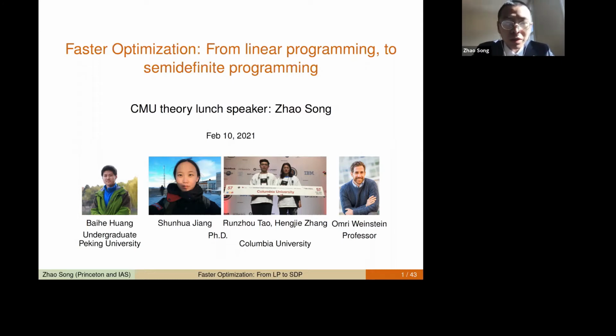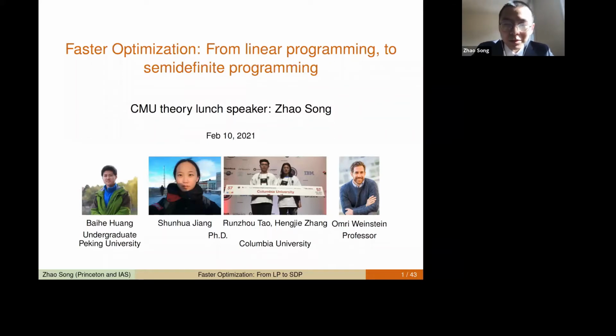And this is joint work with a bunch of co-authors: He Huang, who is an undergrad student from Peking University, and he's going to apply for grad school this year. And Shunhuan, Renzhou, and Hengjie, they are from Columbia. They are PhD students right now.